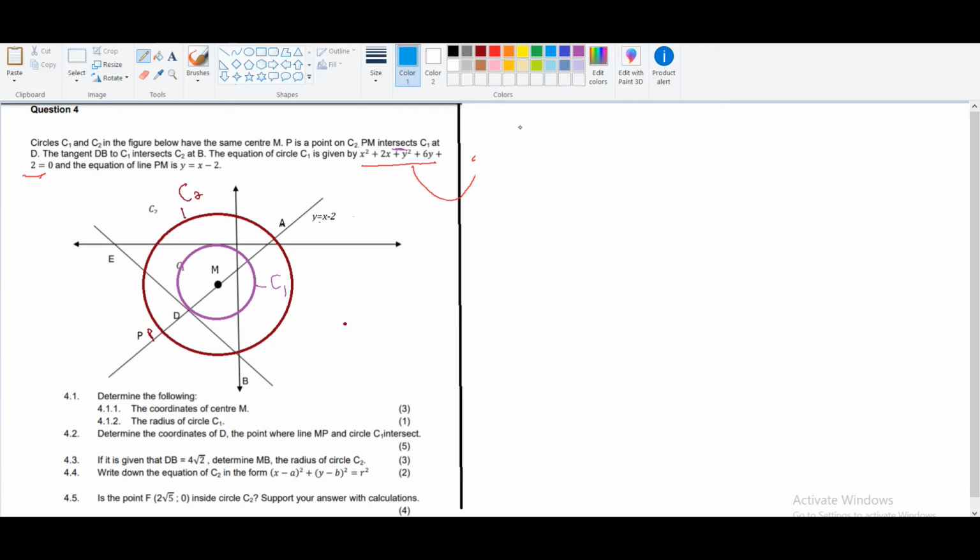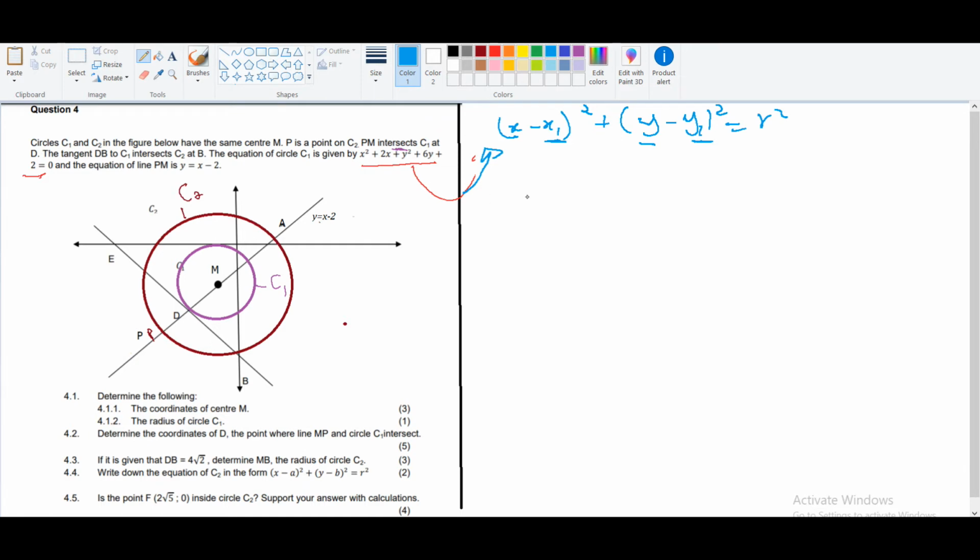Remember, I told you that an equation of a circle is in the standard form x minus x1 squared plus y minus y1 squared equals to r squared. And then I told you that this x1 and y1 represent the coordinate of your center, and then x and y are just any point on that circle. So now that we are given the equation of our small circle, we can use the knowledge of completing the squares to rewrite it in this form.